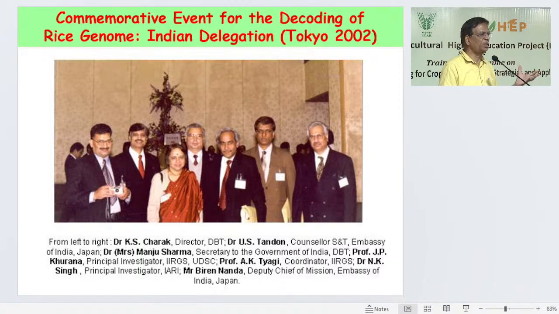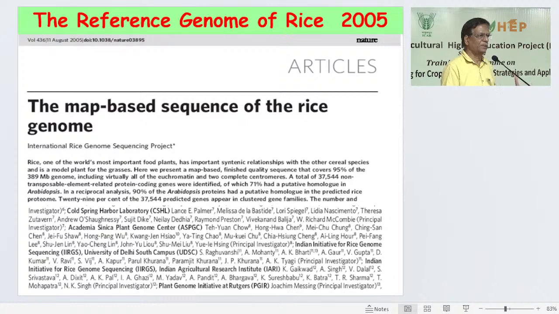In 2 years, we created the draft of the rice genome, and it was launched in Japan in 2002 in Tokyo. That was a major event. We got a letter from Prime Minister Atal Bihari Vajpayee also, and it took another 3 years to finish the sequence. The draft was in 2002 and the finished sequence was in 2005, because just like when you are writing a book, first you write a draft and then you do a lot of correction, fill all the gaps and things. So I'm not going into detail, but then it was published in 2005.